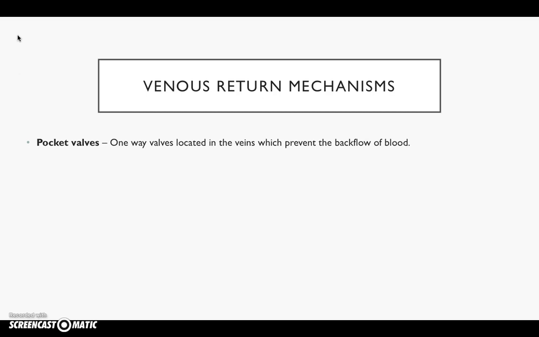Now you have to think we need to get blood back to the heart from areas that are below our heart, so our feet, our legs, etc. Because of gravity, blood will go straight back down towards our feet if it wasn't for these pocket valves that prevent the backflow of blood. They prevent the blood going back towards our feet, our lower body.